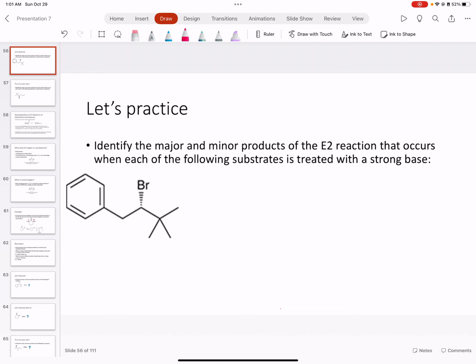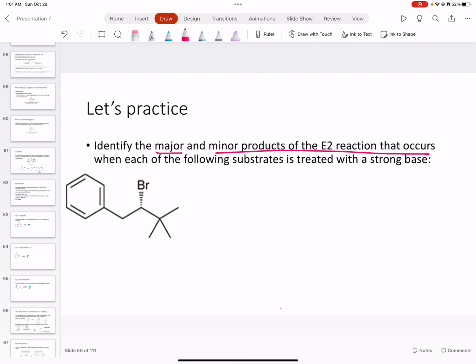Okay, so let's practice. Identify the major and minor products of the E2 reactions. So these ones, they do take a while. They do take a little bit longer, but we can try our best to do them as fast as possible. So then we have to identify our alpha and then our beta positions. Our alpha here. Then we have beta.